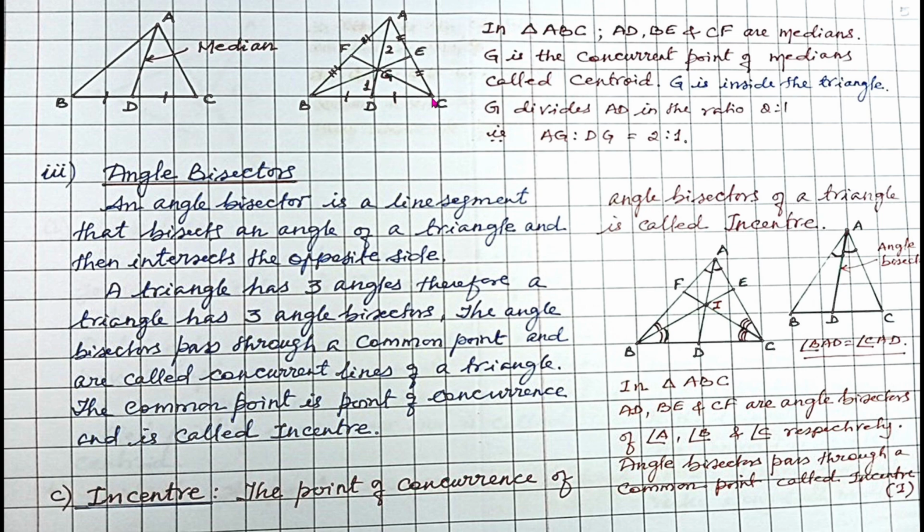Remember that. Now the next important concurrent lines are the angle bisectors. What is an angle bisector?